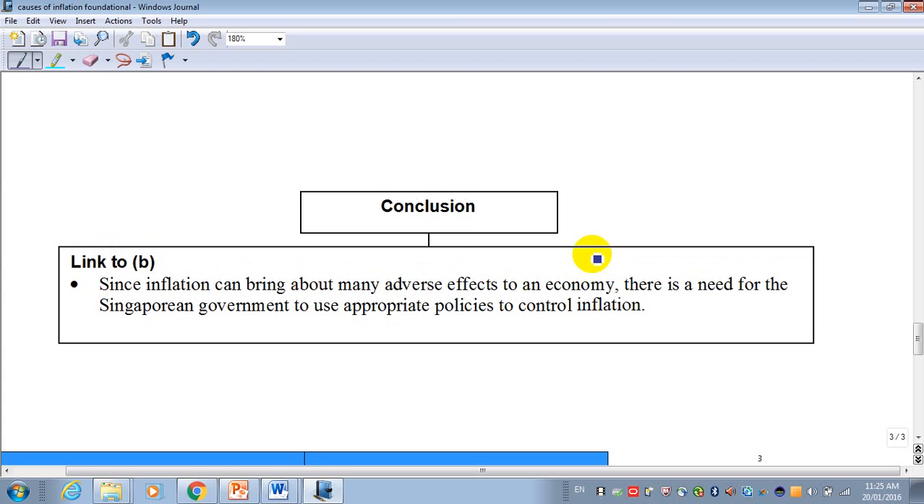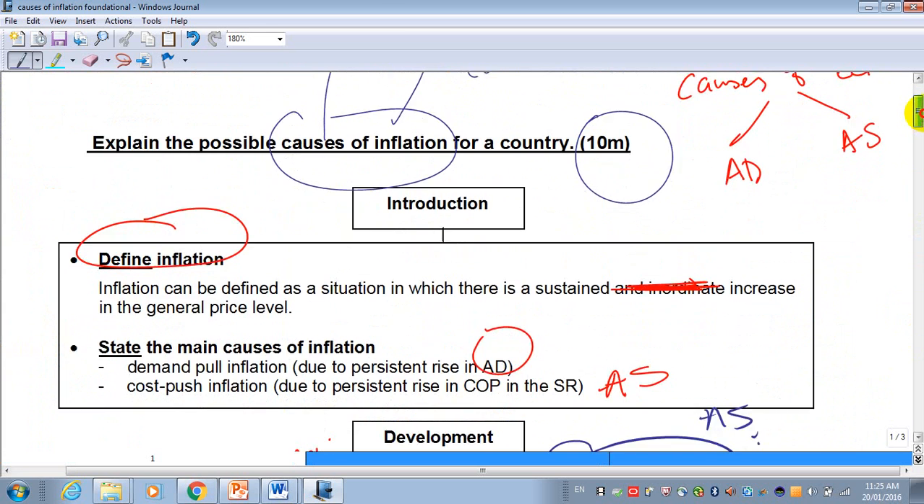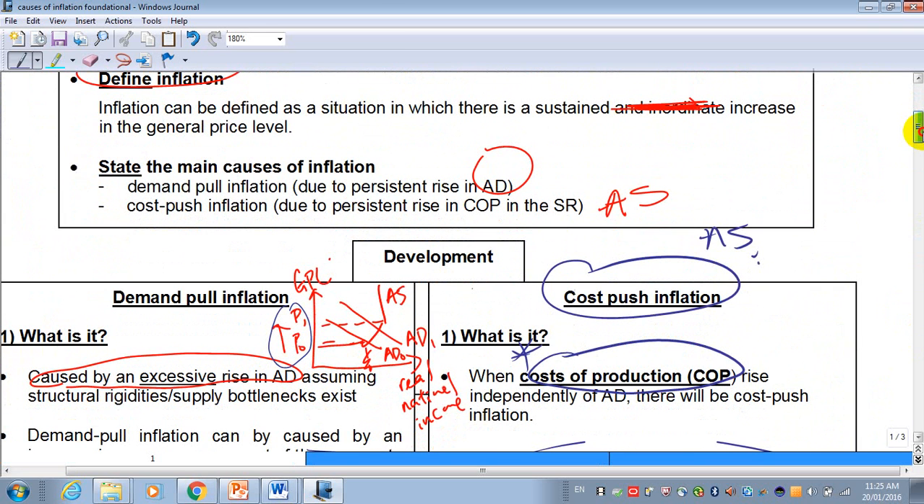Now, so inflation, all right, these are the causes of inflation, the demand pull, as well as the cost push. Usually we have a hyphen here for demand pull and cost push, right? Demand pull inflation and cost push inflation.